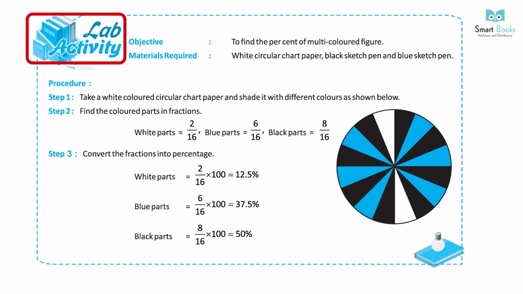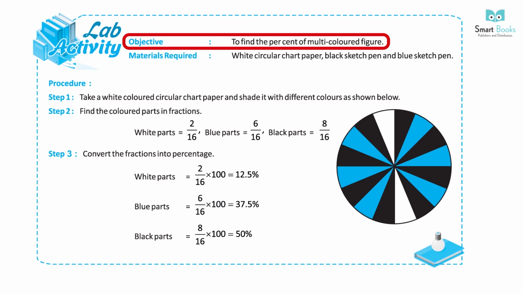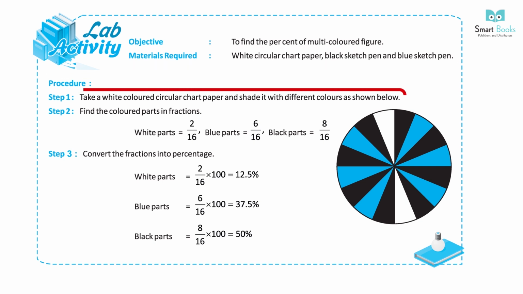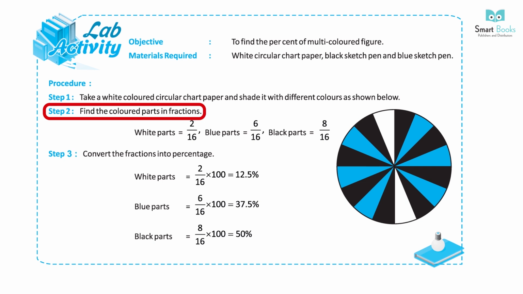Lab activity. Objective: to find the percent of a multicolored figure. Materials required: white circular chart paper, black sketch pen and blue sketch pen. Procedure. Step 1. Take a white colored circular chart paper and shade it with different colors as shown below. Step 2. Find the colored parts in fraction.